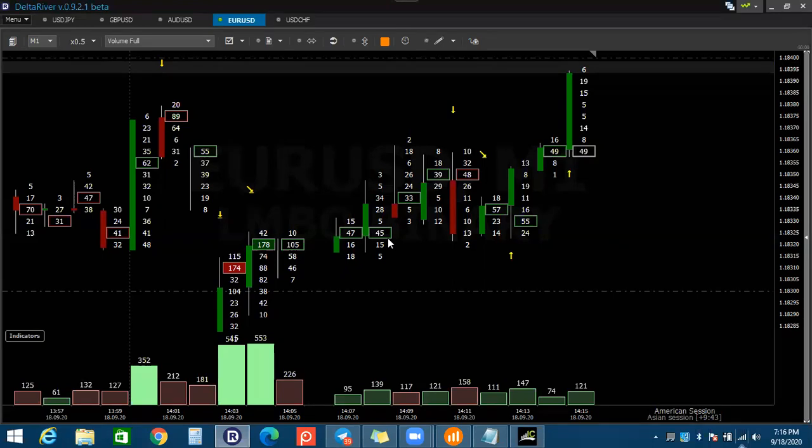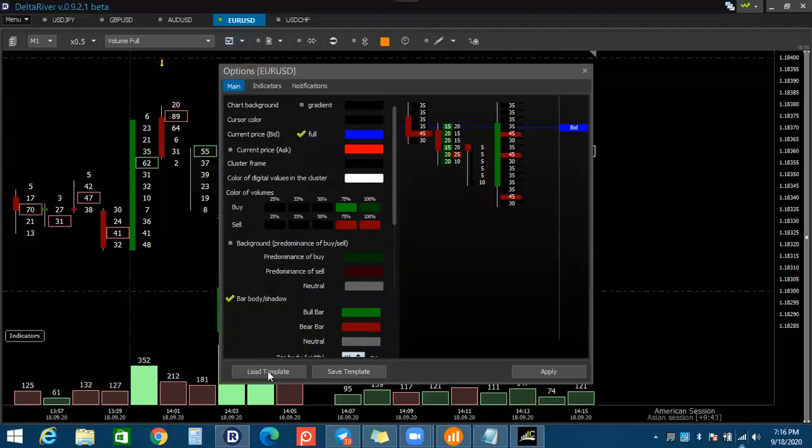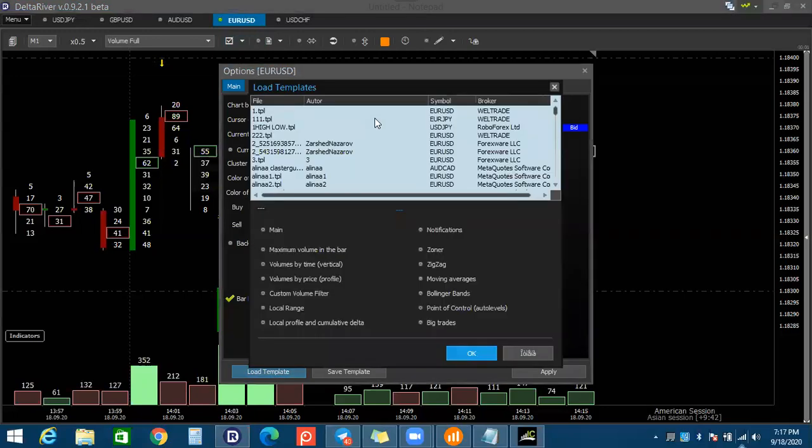How do we install the template? Go to the C drive where you see the Delta River folder. There will be a template folder inside the Delta River folder. The template which I will share, you copy and paste there, and then come again to the application and select the option from here. There is the load template. When you click load template, you will see the template which you copied already. There are so many templates in my computer, so you select the template, click OK, and it will appear in your computer.